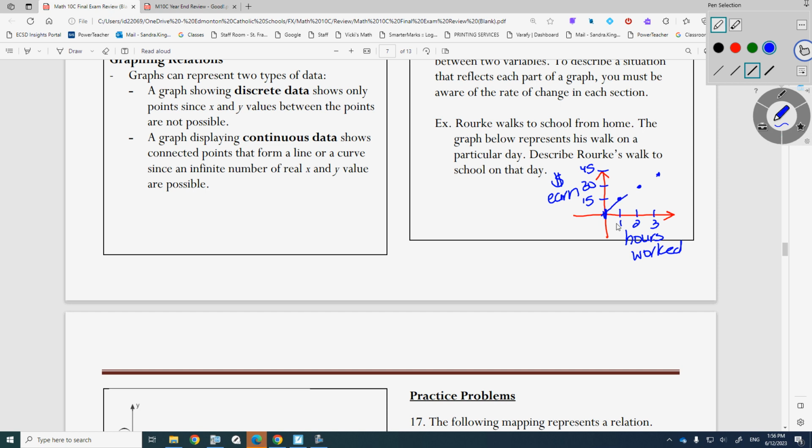I would connect the dots. This would be continuous data because there are intermediate values in between 1 and 2 hours. You'd have to get paid for working 1.5 hours or 1.6 hours, whatever you work, you'd have to get paid. And then remember, you always say what's happening here. The amount of money you earn always depends on your independent variable, the amount of hours worked. So this depends on this, okay?